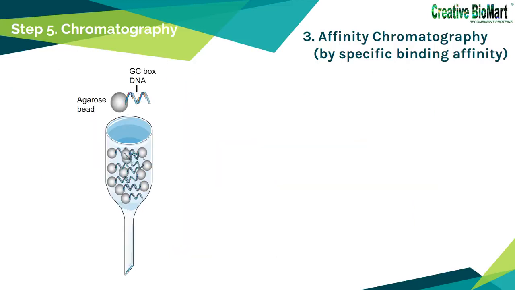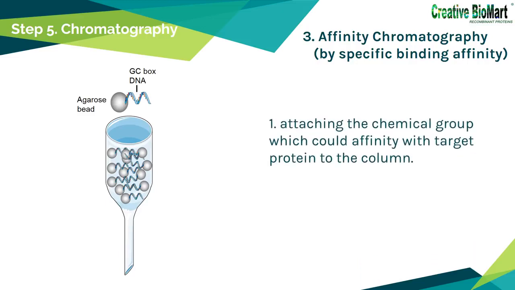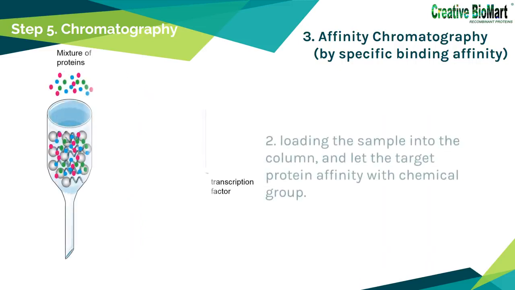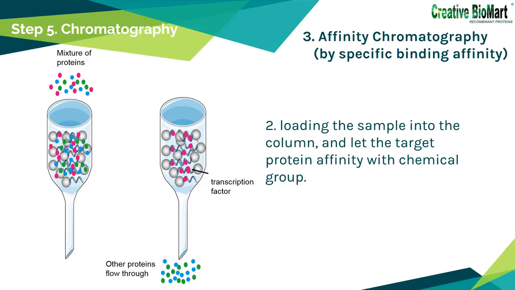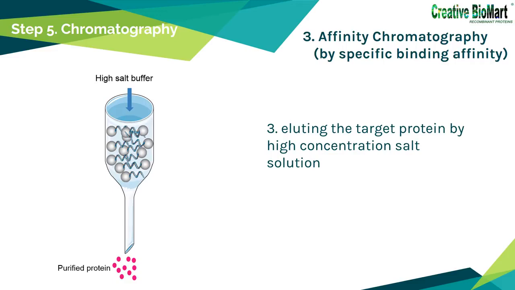In conclusion, affinity chromatography isolates the target protein in 3 steps. Firstly, attaching the chemical group that has affinity with the target protein to the column. Secondly, loading the sample into the column, and letting the target protein bind to the chemical group. Thirdly, eluting the target protein by high concentration salt solution or another method to decrease binding affinity.